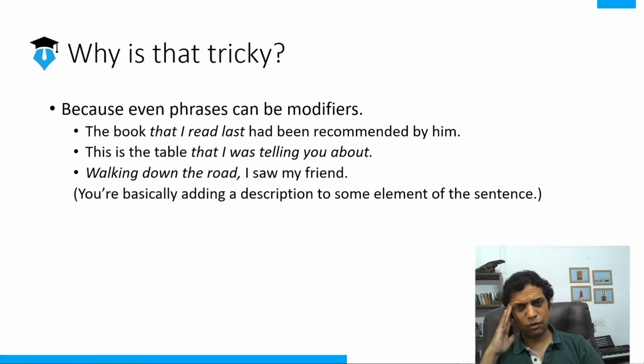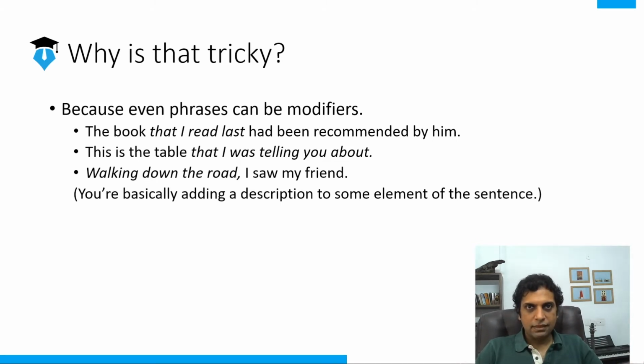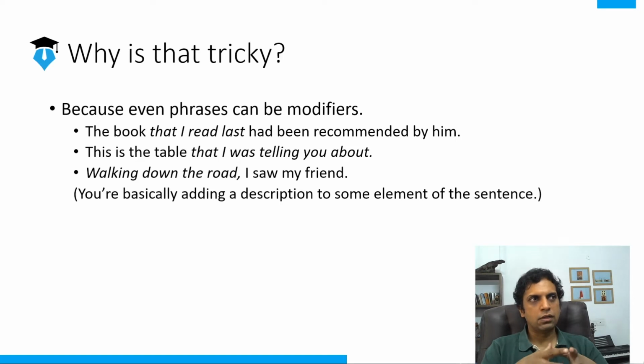Now, why do modifiers get tricky? Because in the context we're talking about, modifiers are phrases. And phrases is where the sentences get longer and longer and longer. So you could say the book had been recommended by him. It's a valid sentence, but immediately you're going to jump up and ask, the book? What book? Right. So then you say the book that I read last had been recommended by him. So that I read last is actually adding more information about the book. It's acting like an adjective, but it's a phrase.